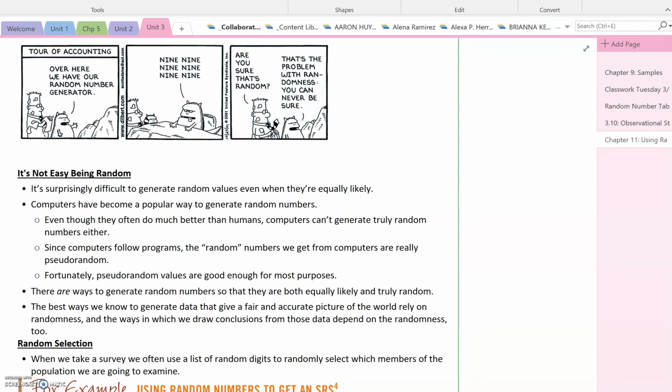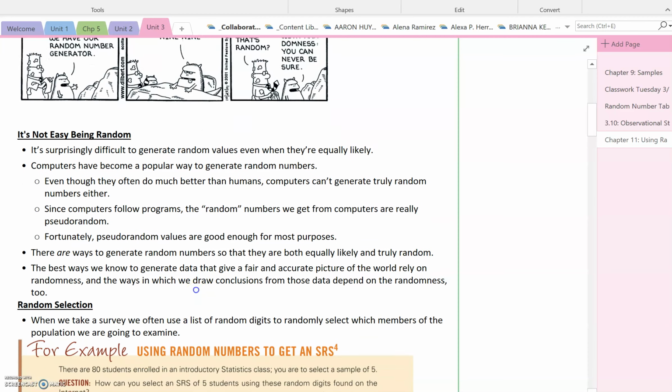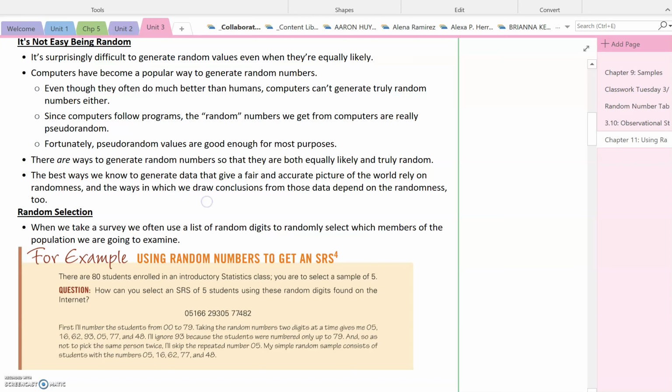This is just a funny comic. We have an accountant and he's just saying 9 and 9 and 9. We're not really sure if that's random. So it's not easy being random. It's actually surprisingly difficult to generate random values. Computers generate them for this constantly.